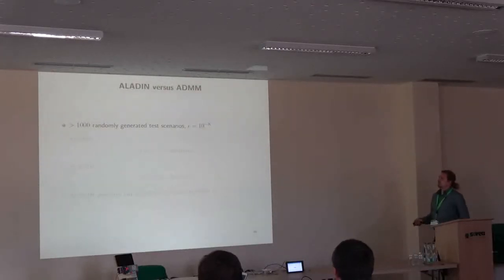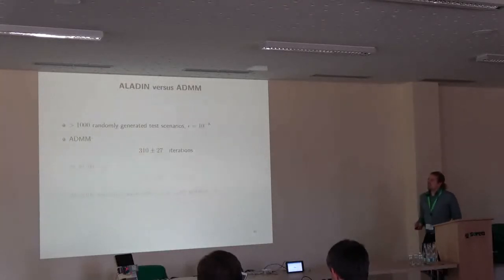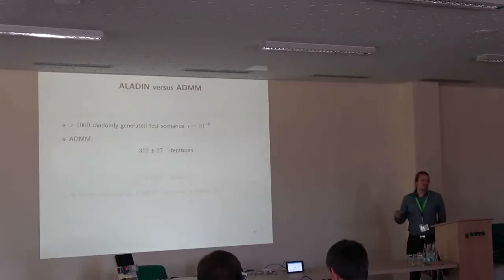So what we did here is we generated random lasso examples, 1,000 randomly generated test scenarios with a local tolerance of 10 to the power of -8. So that's the termination tolerance of the algorithm. With ADMM, we needed on average something like 310 plus minus 27 iterations. So it was for these 1,000 randomly generated case studies. And with Aladin, less than 1/2 of the iterations is needed on average.